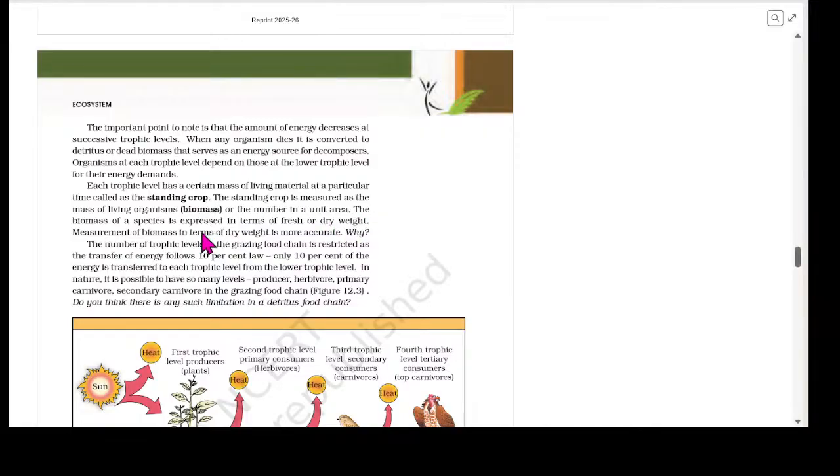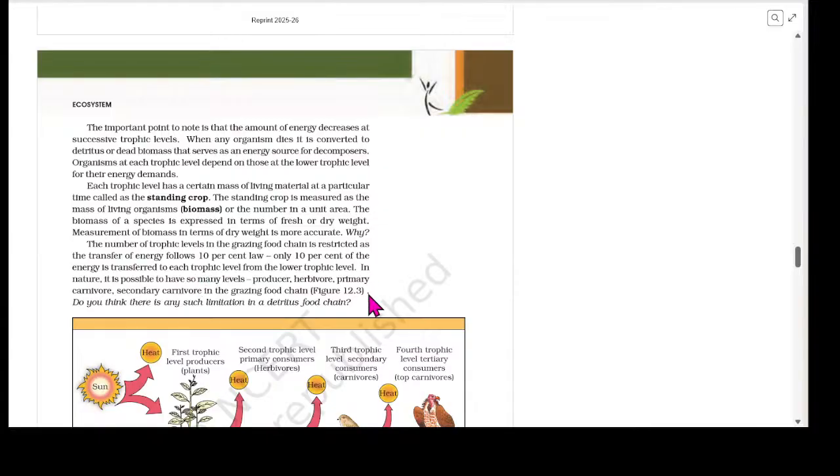The biomass of a species is expressed in terms of fresh or dry weight. Measurement of biomass in terms of dry weight is more accurate. Why? The number of trophic levels in the grazing food chain is restricted as the transfer of energy follows the 10% law. Only 10% of the energy is transferred to each trophic level from the lower trophic level.